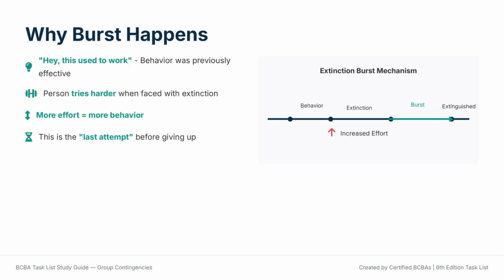The reason extinction bursts occur is because the behavior has a history of reinforcement. From the learner's perspective, the behavior used to work. So when reinforcement is removed, the individual tries harder. This increased effort results in more behavior. You can think of it as a last attempt to access reinforcement before the behavior decreases.